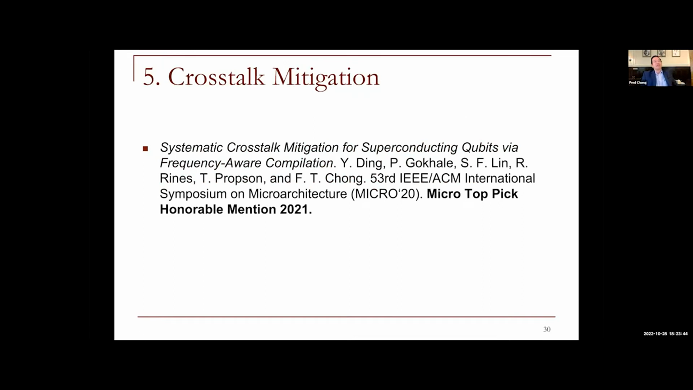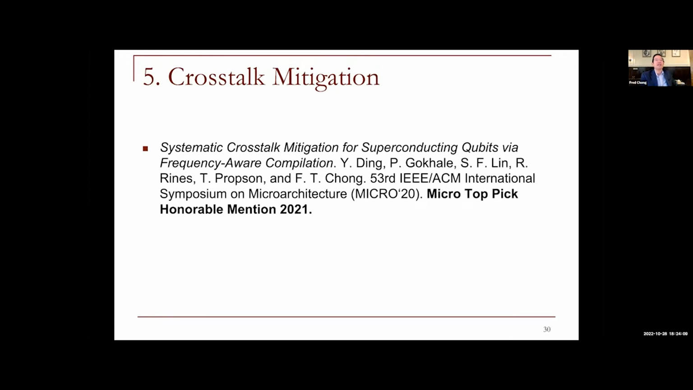Here is an interesting example that I like that has to do with software systems making the job of the hardware easier, or essentially allowing us to build a simpler architecture or system by using software, in this case, to mitigate crosstalk.